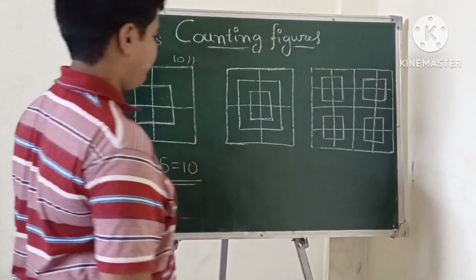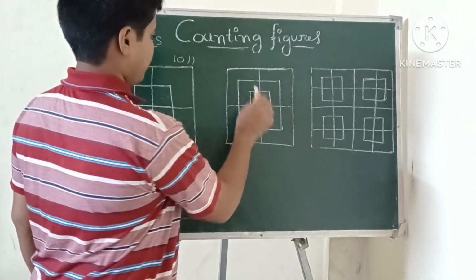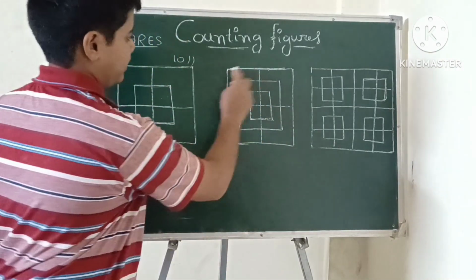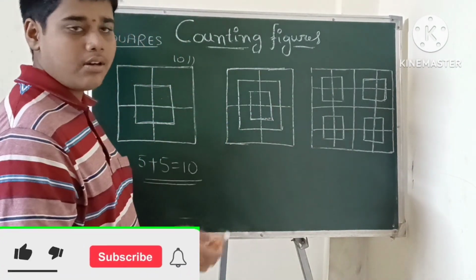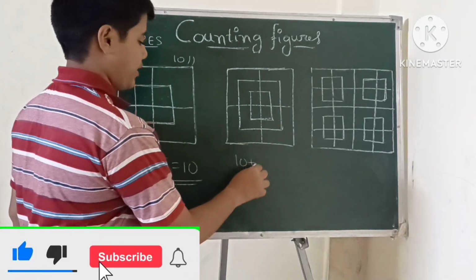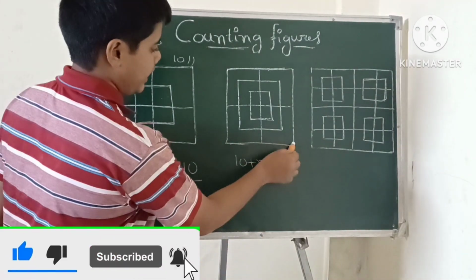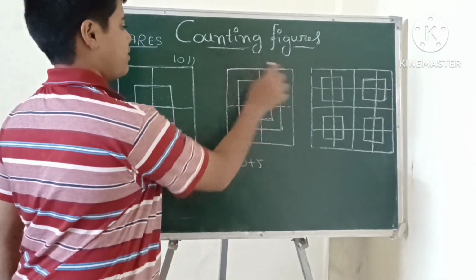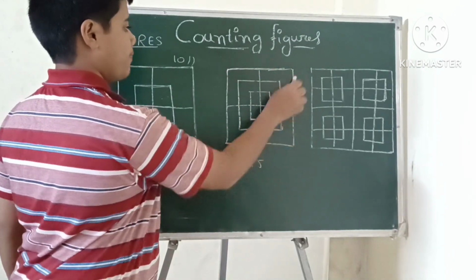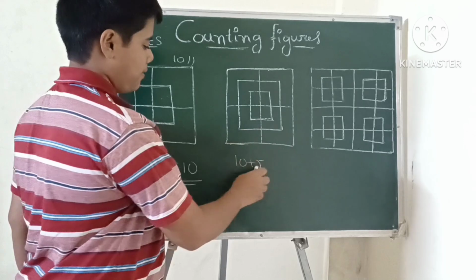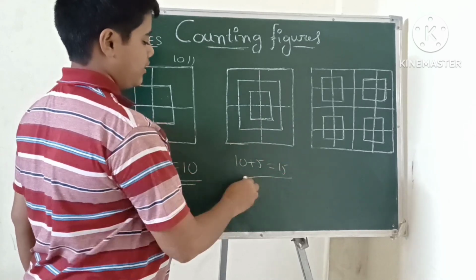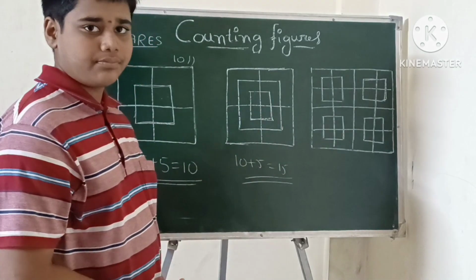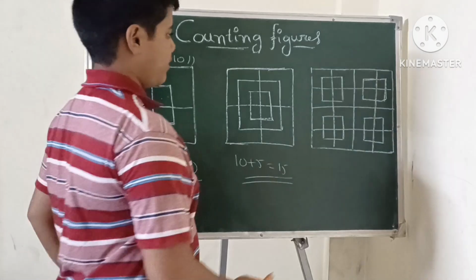Okay. So if we see this figure, same figure but another square is added. So 10 plus 5, because here outside is again divided. So outside 1, 2, 3, 4 and big square 5. So 10 plus 5, 15 squares are there in this square. Okay. So like this we can find.